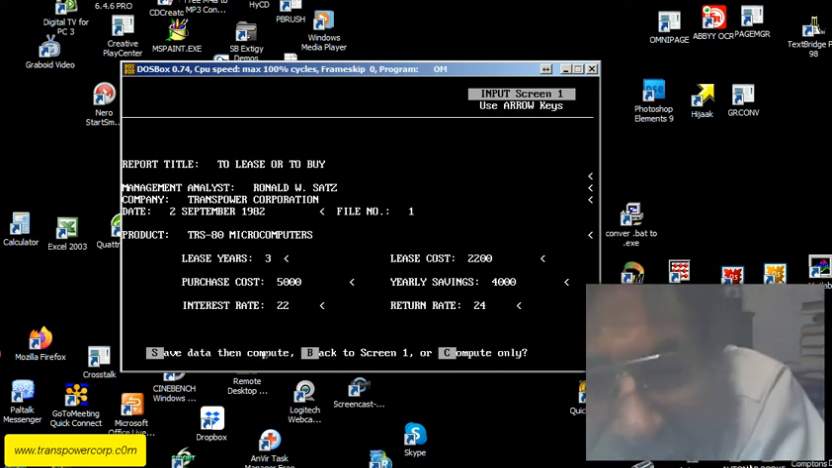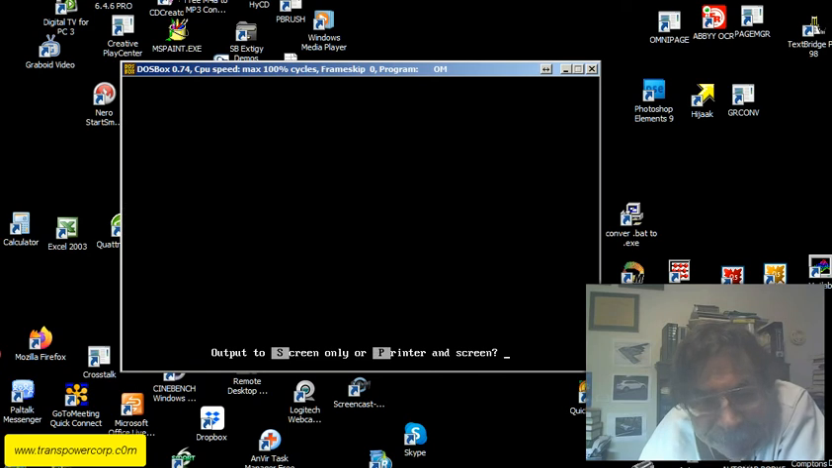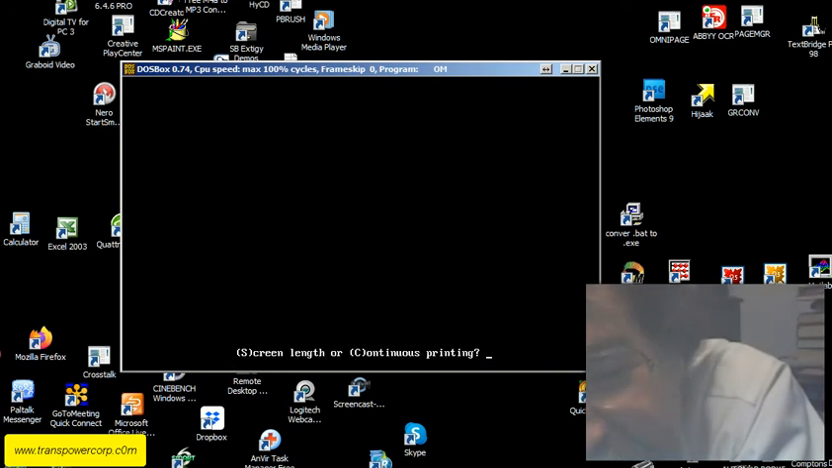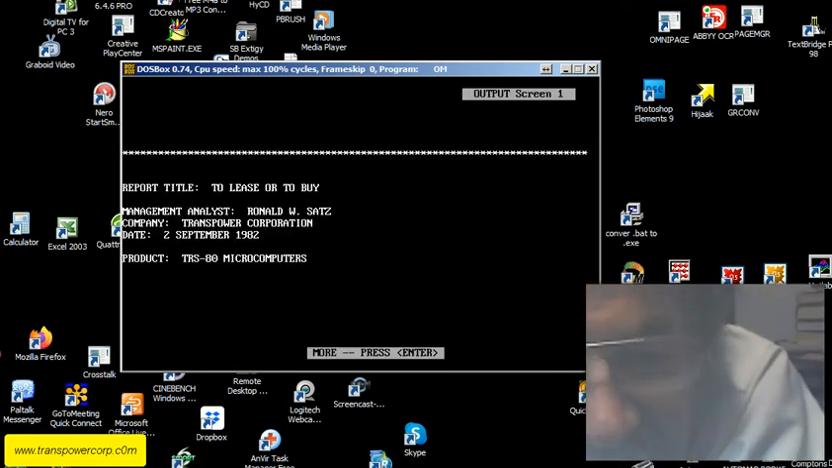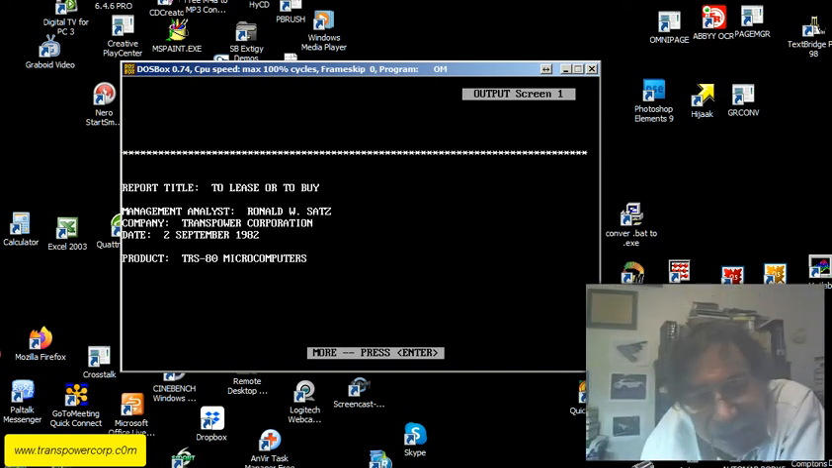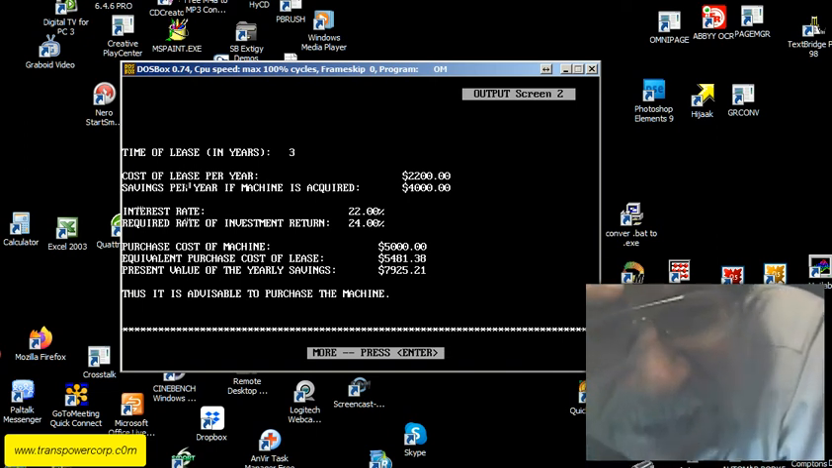So A to accept. Then you can just compute, or you can save the data and then compute, or go back to screen 1 if you want to change something. And of course, computation is almost instantaneous. Go to screen only, go to screen length. All the input is put out in the output, so there's no problem there. And this is it. It's real simple.